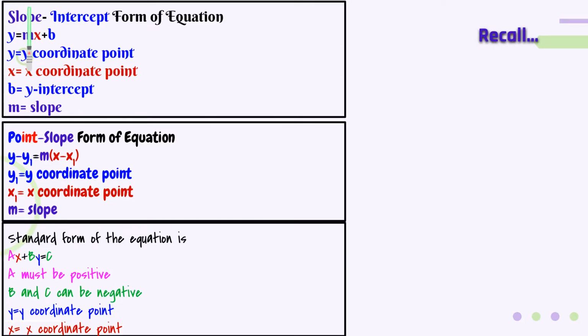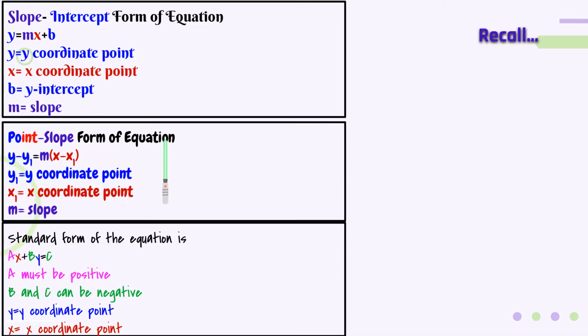that slope-intercept form of an equation is y equals mx plus b. Write this in your notes. If you don't have these three forms already written down in your notes somewhere, please write them down now. So then y equals mx plus b. The y is just a y coordinate point. The x is the x coordinate point, and b is the y-intercept, and m is the slope.